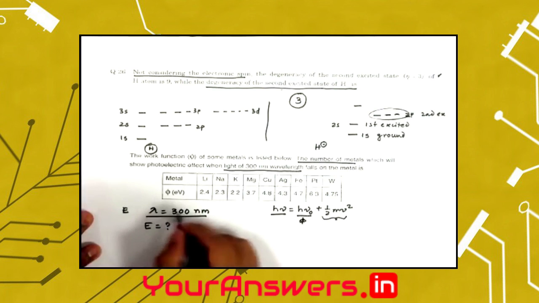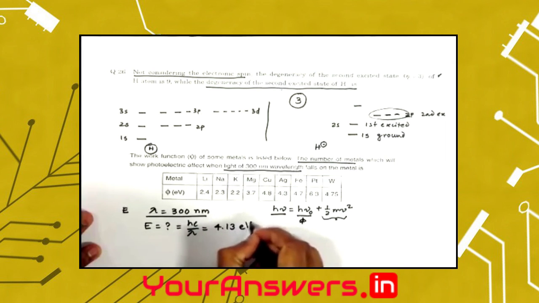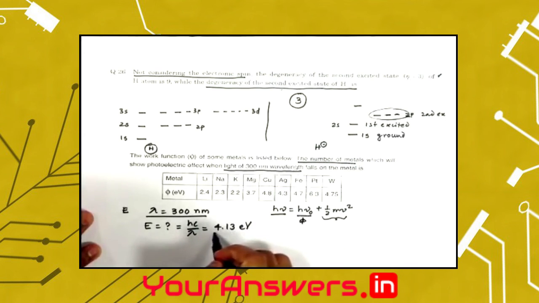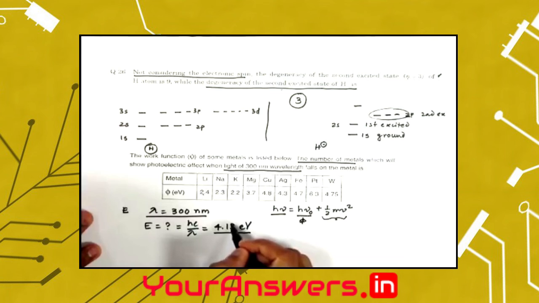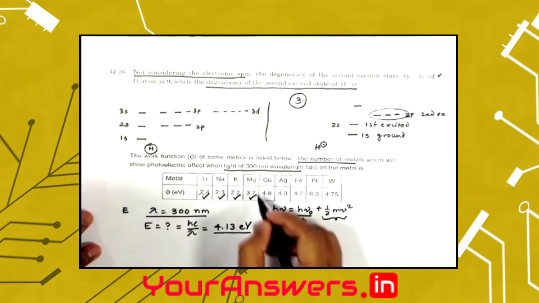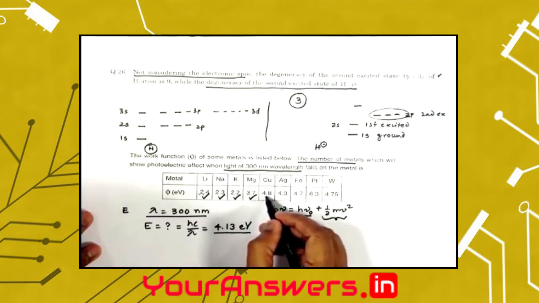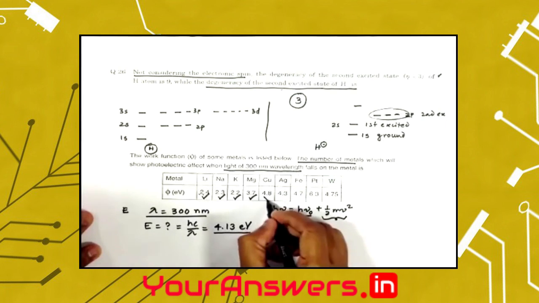If you calculate E in terms of lambda from this expression, you will get the energy as 4.13 electron volt, and you see, if the energy supplied is 4.13 electron volt, lithium requires only 2.4 electron volt energy. So, if I supply this energy, lithium will be happy to give me that electron. Similarly, sodium is alright, potassium is fine, magnesium is fine. When I look at copper, it has got 4.8 electron volt, and I have got only 4.13 electron volt from this radiation, so from the photon.